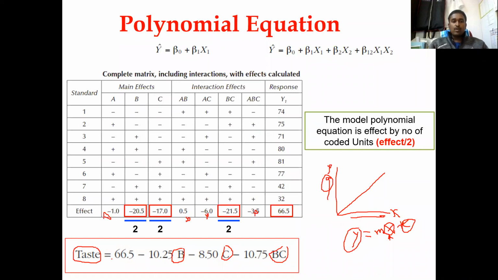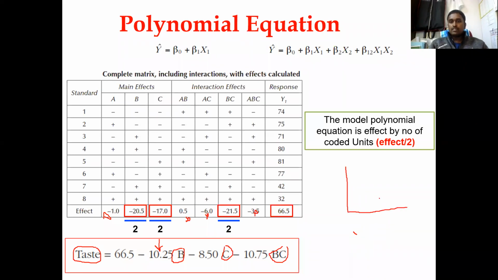So y is equal to m, this is the m for B, because try to understand this graph is like this. I will just erase this. I'm just plotting the graph for this equation. Taste depends upon factor B.